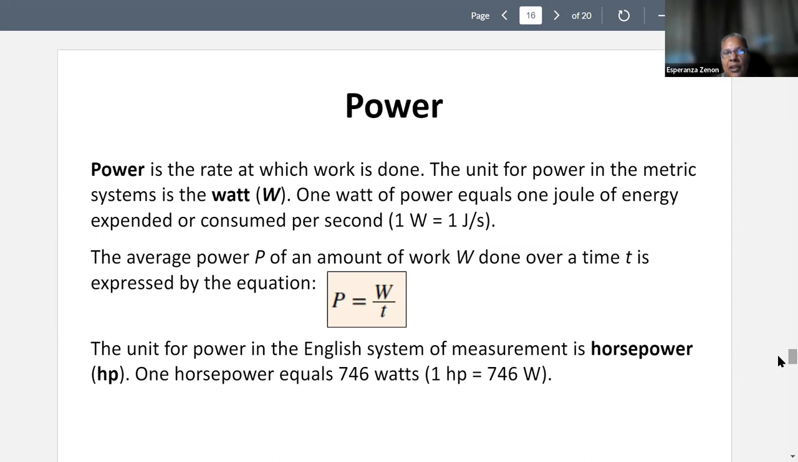Remember, work is measured in joules because work and energy are interchangeable, right? So you can think of power as energy per unit time or work per unit time, because work and energy are interchangeable. And then on the bottom there, they give you the conversion factor for the English system measurement of power, and that's horsepower, right? So one horsepower is 746 watts.